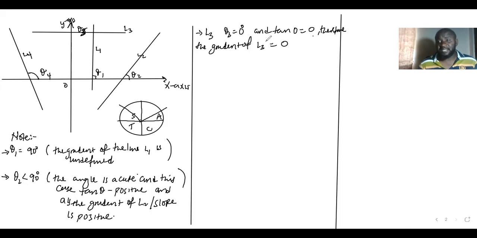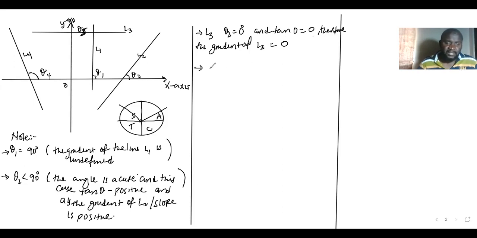lines which are parallel to the x-axis have a 0 gradient because they have no change in y. All right. Whereas the ones which are perpendicular to the x-axis, they have a change in y, but no change in x. So if they have no change in x, then their gradient is undefined. We saw the reasons earlier.